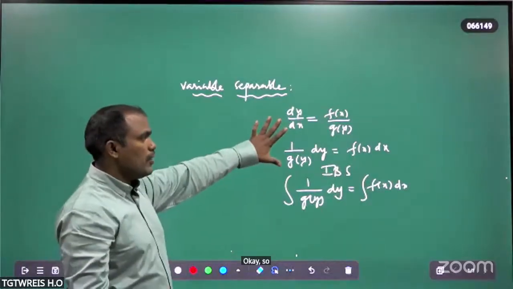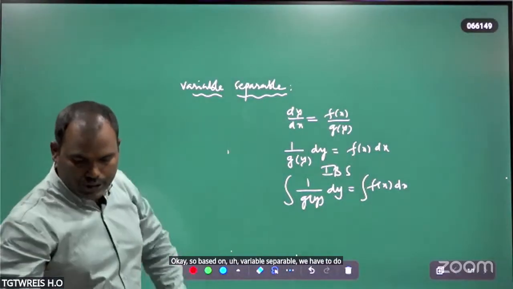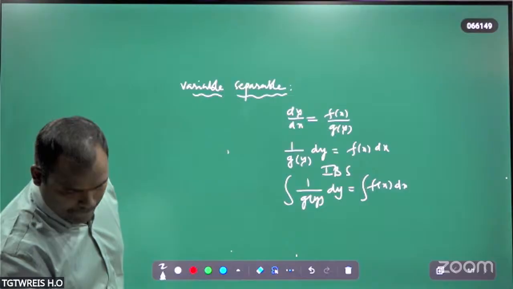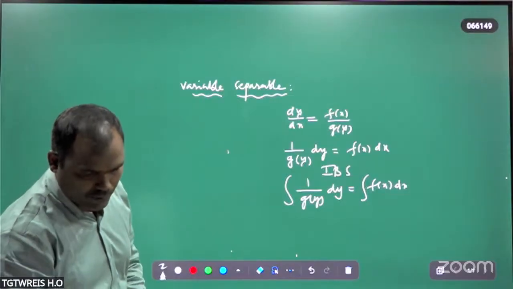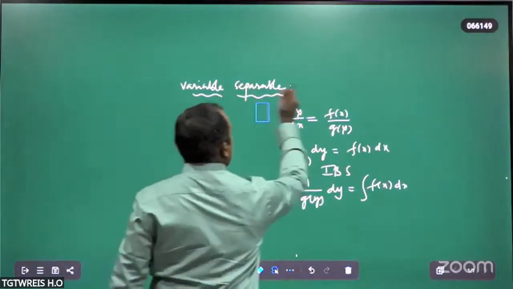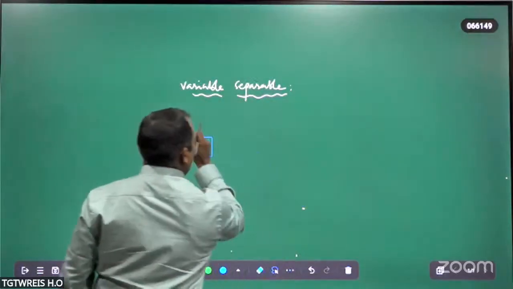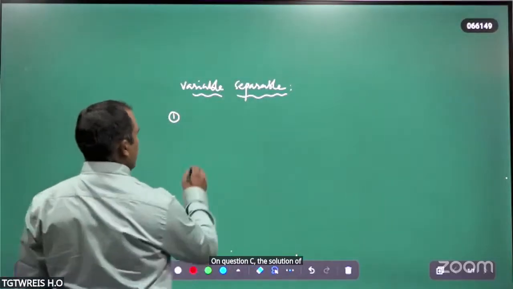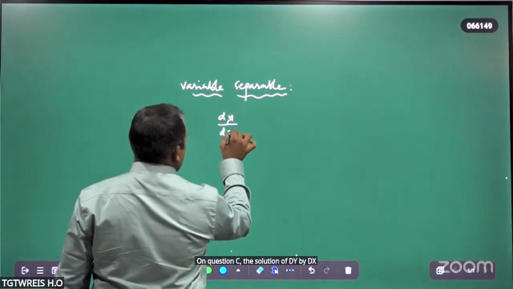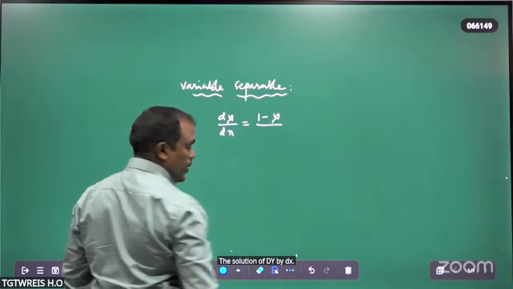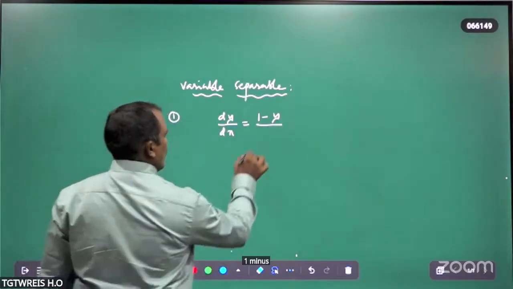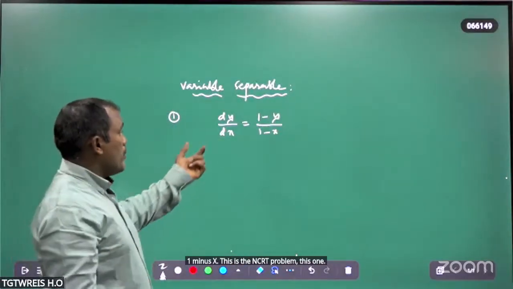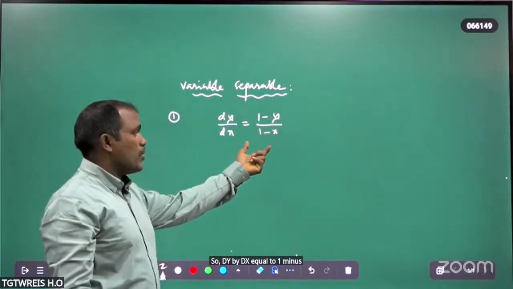Okay. So based on variable separable, we have to do one or two questions. Write one question. The solution of dy by dx equal to 1 minus y by 1 minus x. This is the NCERT book problem. So dy by dx equal to 1 minus y by 1 minus x.